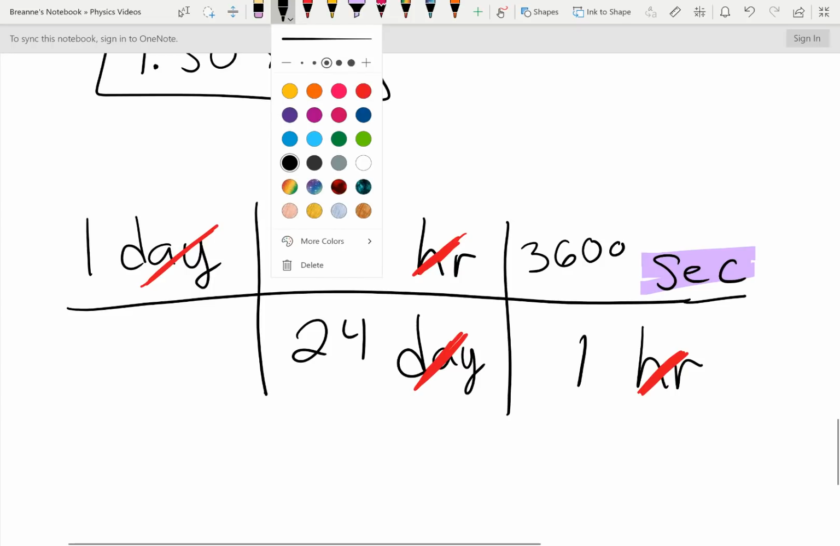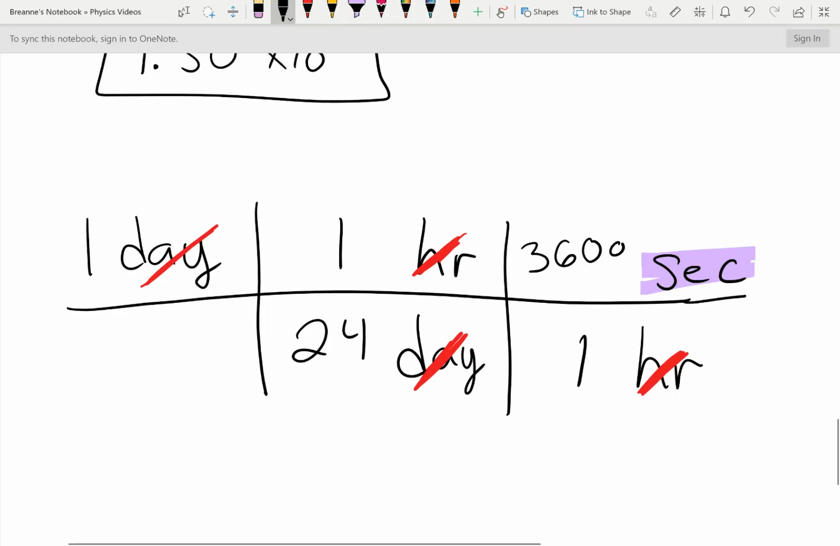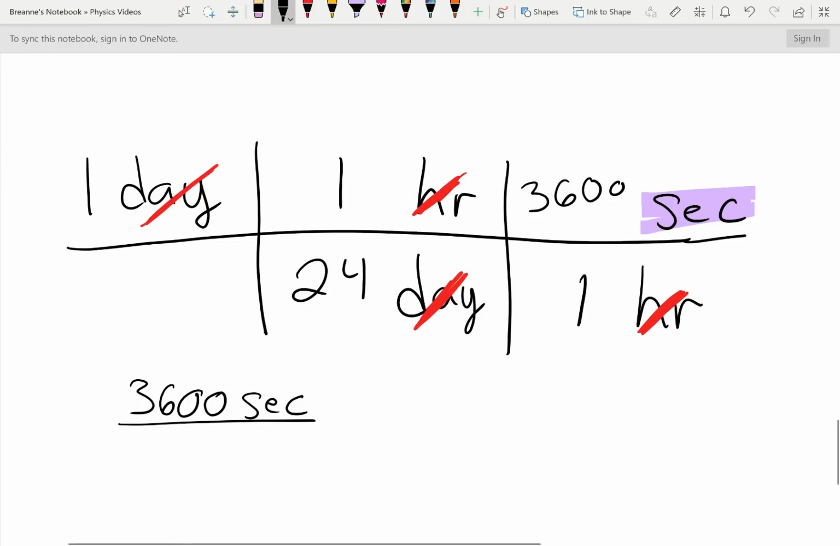Now we just need to get our numbers all together. So you multiply across the top. So 1 times 1 times 3,600 just gives you 3,600 seconds. Now we multiply across the bottom. 24 times 1 just gives you 24, and there's no unit. So now you just do 3,600 divided by 24. And you get 150 seconds. That's your answer. You're done.